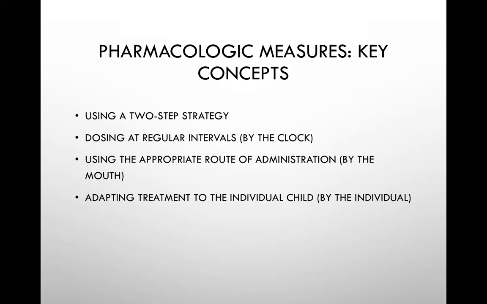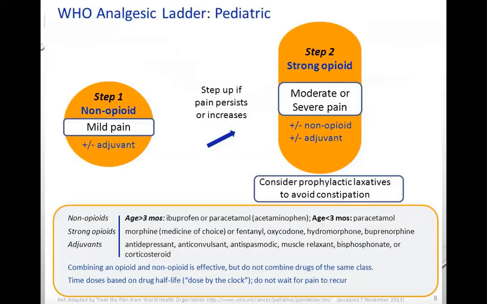recommendation from the WHO. The two-step strategy is the use of the two-step ladder in children, where there's step 1 and step 2. Step 1 is for mild pain, where you use non-opioids plus or minus adjuvants, and if the pain persists or increases, then you move to step 2, where you use the strong opioids. This is usually for moderate or severe pain. You can combine the strong opioids with the non-opioids plus or minus adjuvants. Always remember, when you're prescribing opioids, consider prophylactic laxatives to avoid constipation.